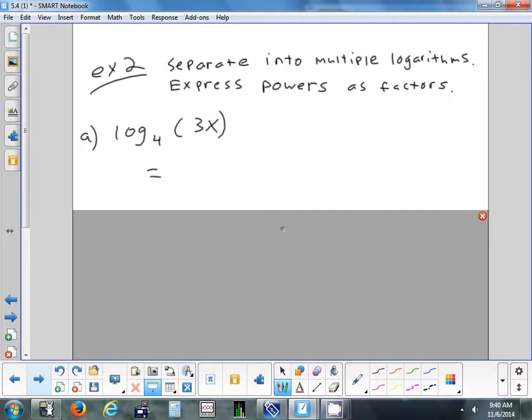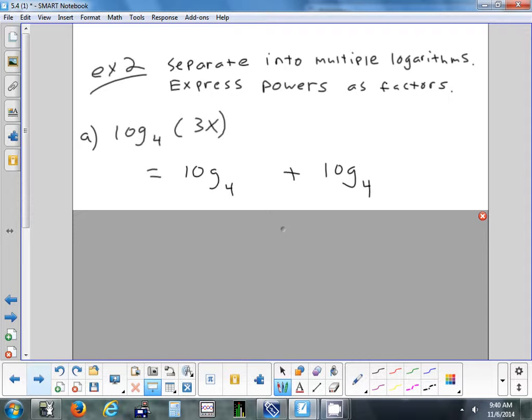Okay, so we have log base 4 of 3x. When we split this apart, will it be a sum or a difference? A sum. Yep, it's going to be a sum. So we're going to have log. Okay, Taylor, what's going to be the base on each of those logs? 4. Yep, it doesn't change from what it was originally.